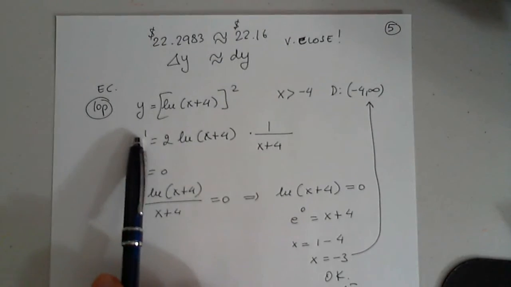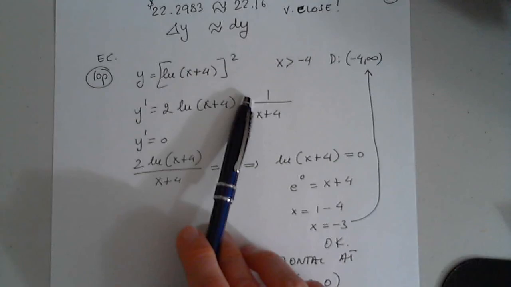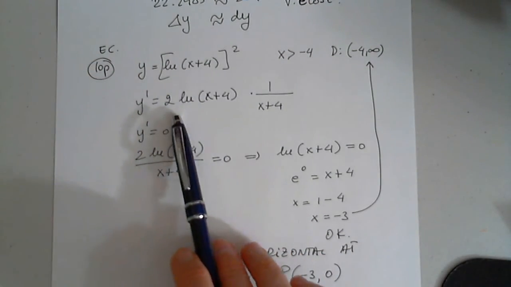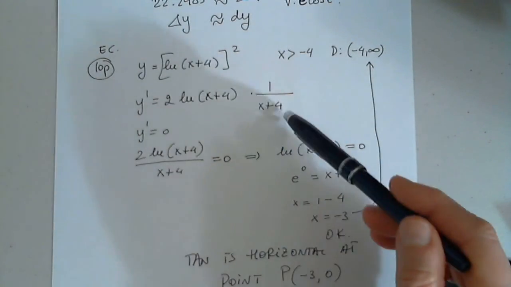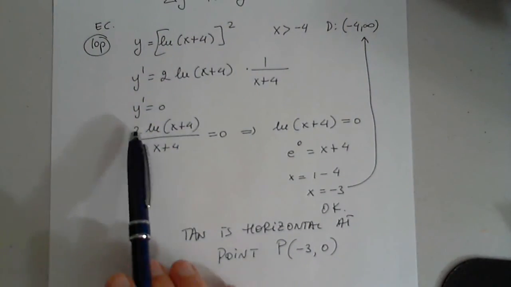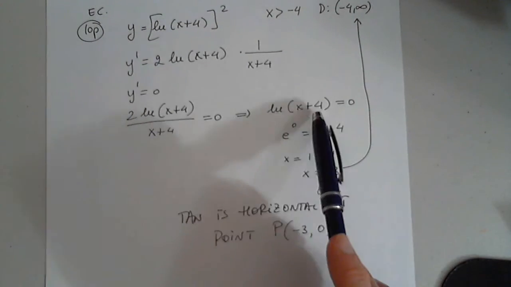And finally, the extra credit, we were asked to find the point where the tangent is horizontal. I differentiate 2 natural log of x plus 2, minus 1 divided by the inner function prime times the inner function prime, which is 1. So y prime equals 0. A fraction is 0 only when the numerator is 0.